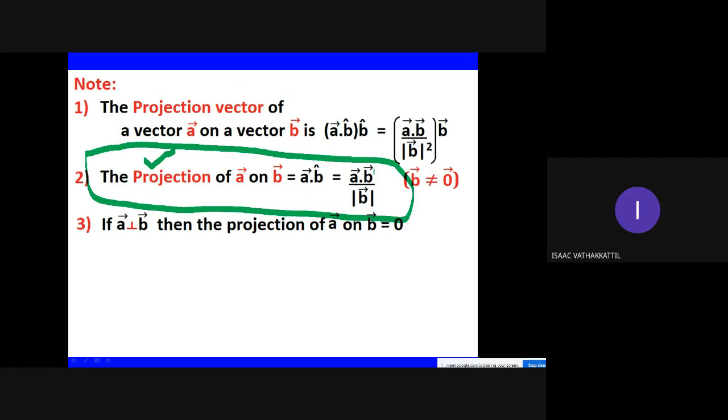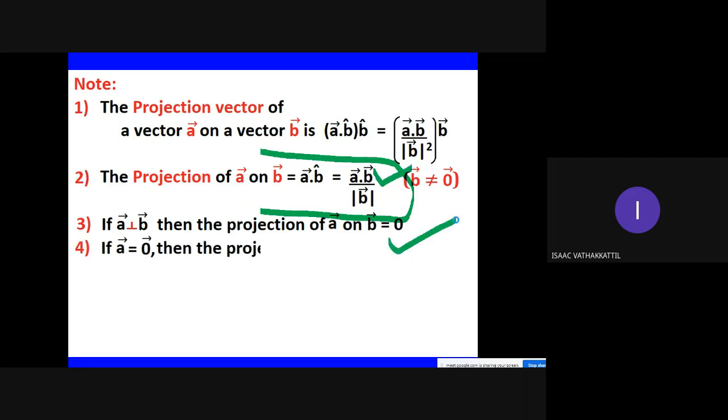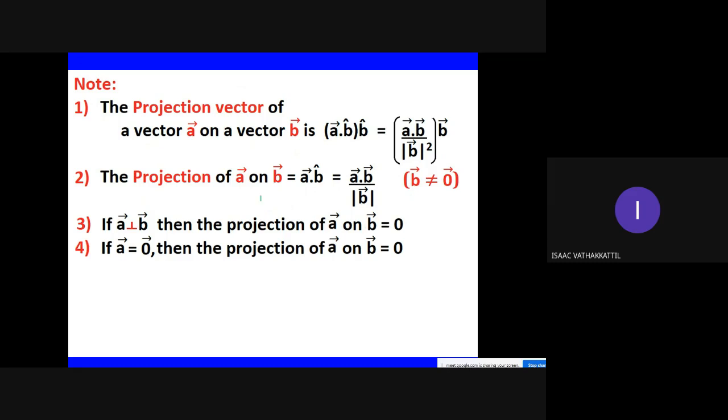And if A is perpendicular to B, then A dot B is 0, so the projection is 0. And if A itself is the zero vector, that means if a zero vector is projected, the projection is also 0. This is a scalar quantity. Only vector projection, which we are not dealing with in our topic now.